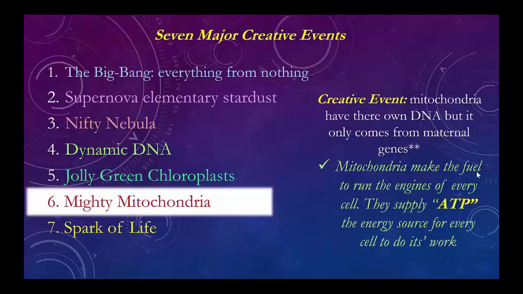Now, the mitochondria make the fuel to run the engines of every cell. They supply what's called ATP, adenosine triphosphate. So it's a substance that is running, the juice is provided by this phosphate. And this is the energy source for every cell to do work. So every functioning cell in your body has mitochondria, and every plant has the same. So every animal and every plant has mitochondria, but only the plants have the chloroplast.